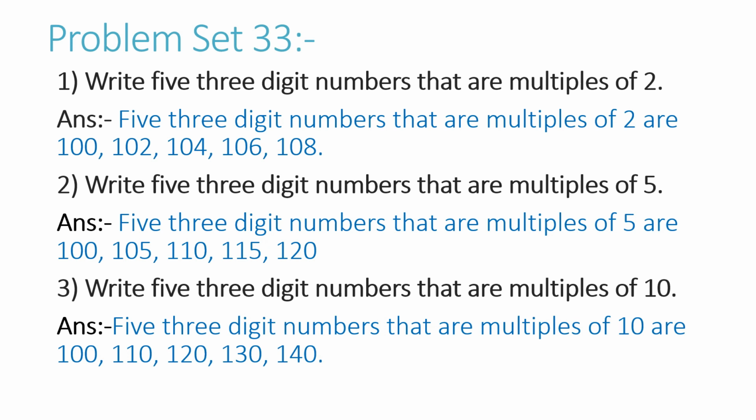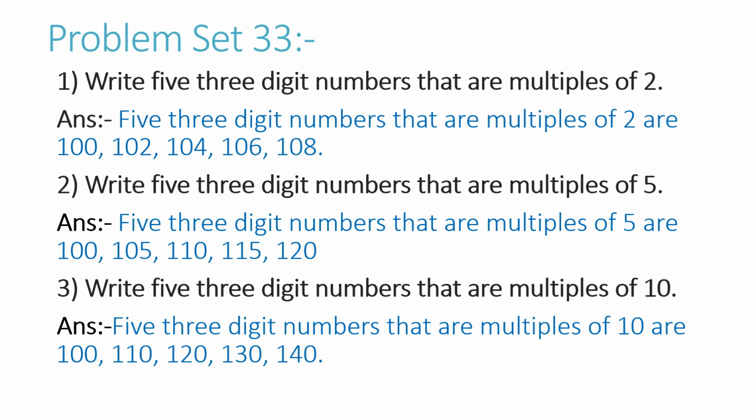See all these numbers have these last digits, that is 100 is having 0 in the units place, 102 is having 2 in the units place, 104 is having 4 in the units place, 106 is having 6 in the units place, 108 is having 8 in the units place. All these numbers have 0, 2, 4, 6 and 8 in the units place. So these numbers are multiples of 2. Boys, it is not necessary you have to write these numbers only. You can form other 3-digit numbers and write them down. But only remember that the last digit should be 0, 2, 4, 6 or 8.